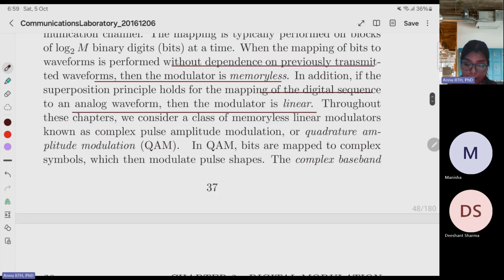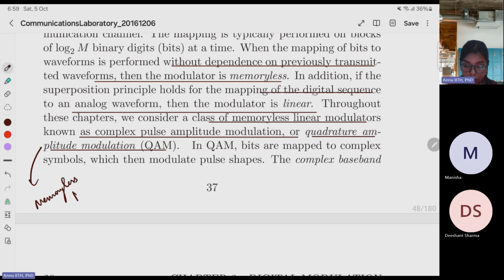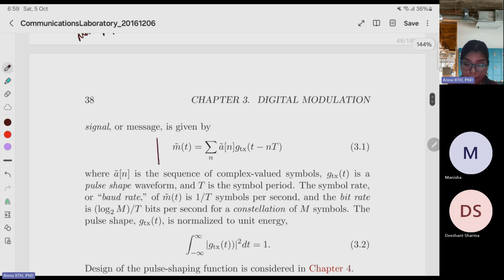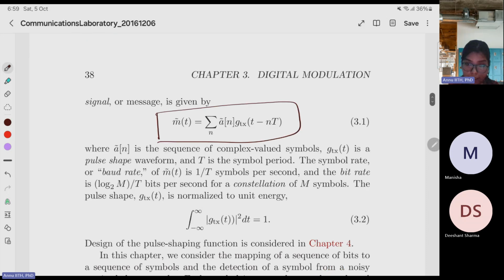Throughout this chapter, we'll consider the class of memoryless linear modulators known as complex pulse amplitude modulation or quadrature amplitude modulation. So these are the class of modulation where the bits are mapped to complex symbols which then modulate the pulse. The complex signal can be represented as the sum of a_n g_tx(t minus nT), where a_n is a sequence of complex symbols and g_tx is the pulse shaped waveform.